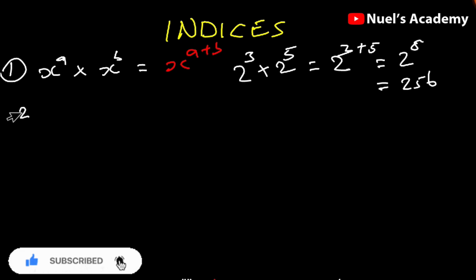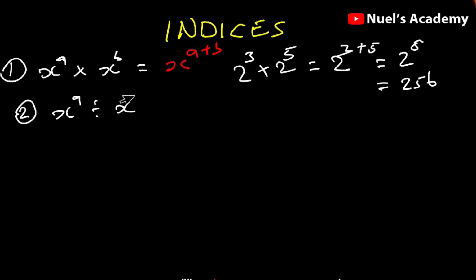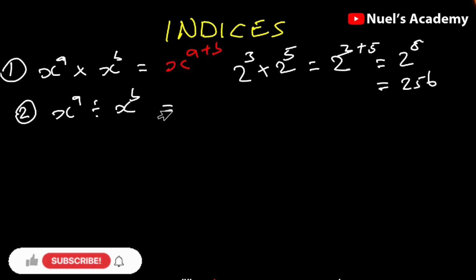The second one is x to the power of a divided by x to the power of b. Now this is equal to, remember, they still share the same base, and so we pick one of the bases. Because this is division, we're going to pick the first exponent, which is a, and then subtract the second exponent, which is b, from it. So it's going to be x to the power of a minus b.